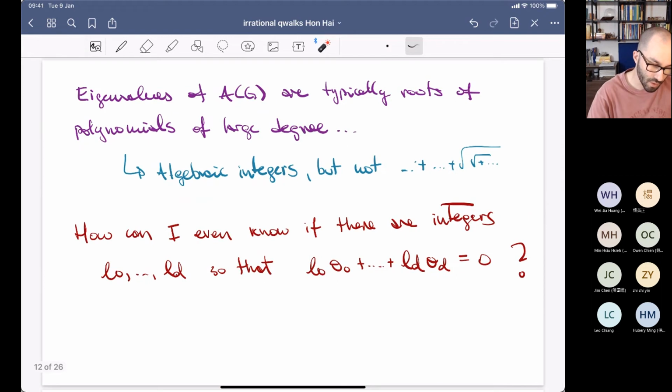So the eigenvalues of A are typically roots of polynomials of large degree. So they are algebraic integers, but not things that you can typically write as sums of square roots or things like that, because, well, if the degree of these things is larger than 4, then you're doomed. So says Galois. And then basically you have to have a way of dealing with irrational numbers, which does not require you writing them as expressions that involve square roots. So how do you do that?